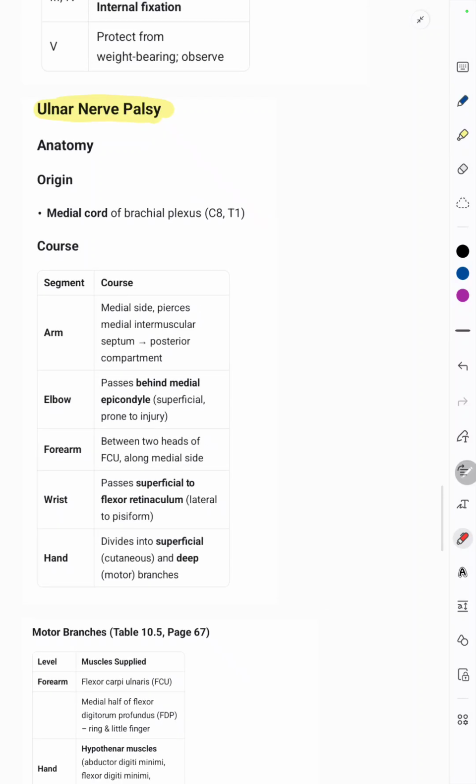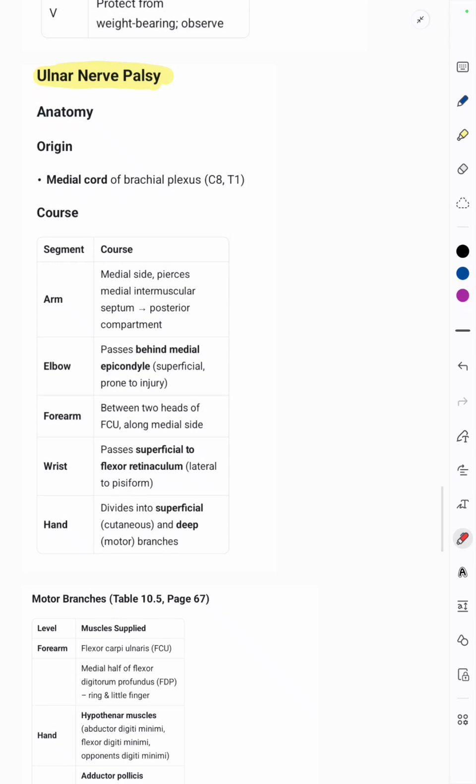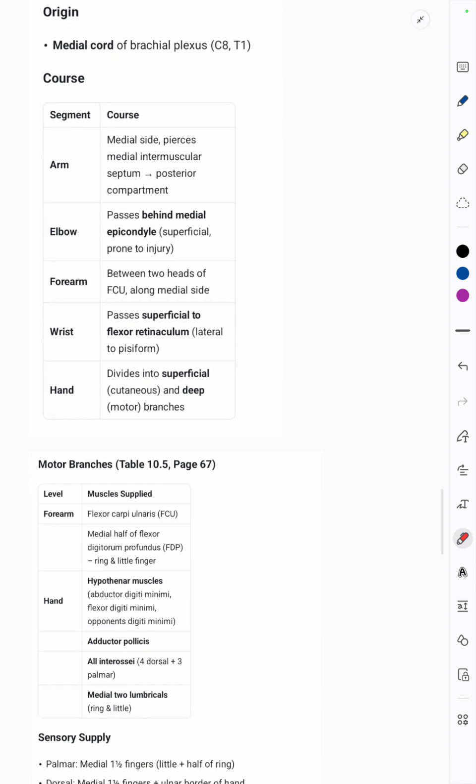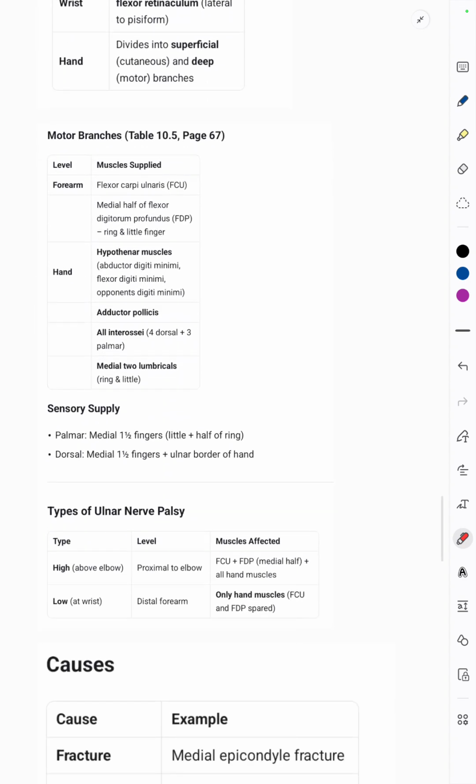Then the next is ulnar nerve palsy. In ulnar nerve palsy, if we talk about the anatomy first, the origin is the medial cord of the brachial plexus, C8 T1. Course: it goes into the arm on the medial side, pierces the medial intermuscular septum, and goes into the posterior compartment. In the elbow, it passes behind the medial epicondyle, then in the forearm between the two heads of flexor carpi ulnaris. In the wrist, it passes superficial to the flexor retinaculum, and in the hand, it divides into superficial and deep motor branches.